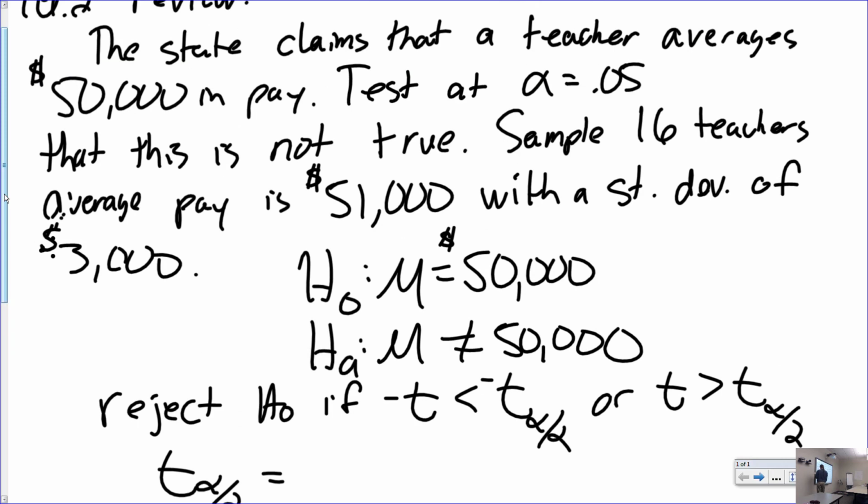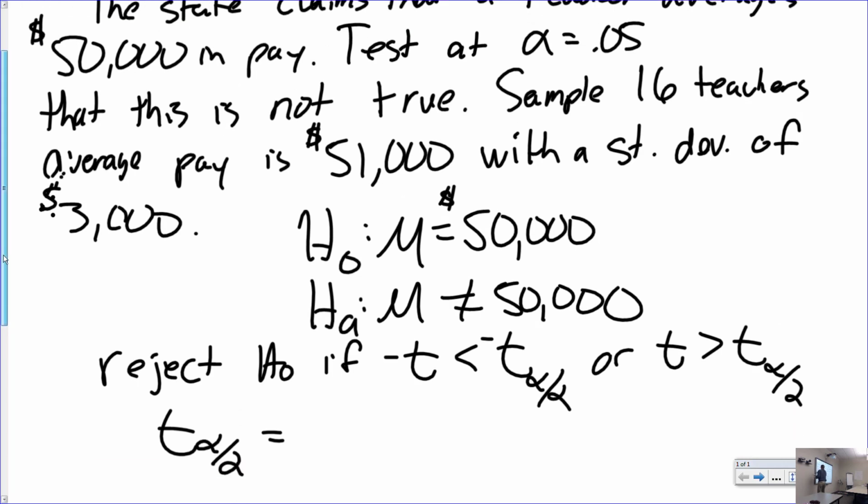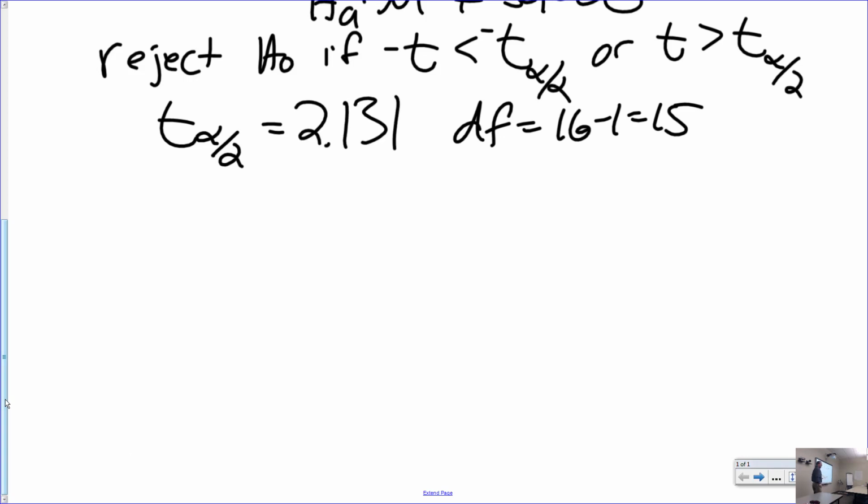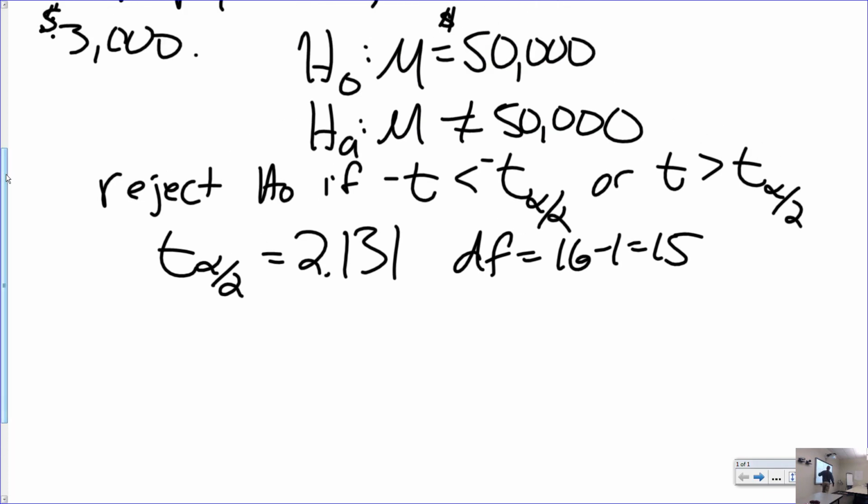What are my degrees of freedom? 15. Okay, good. 2.131. So now, if our t statistic is either more than this or less than the negative of this, we get to reject, either side.